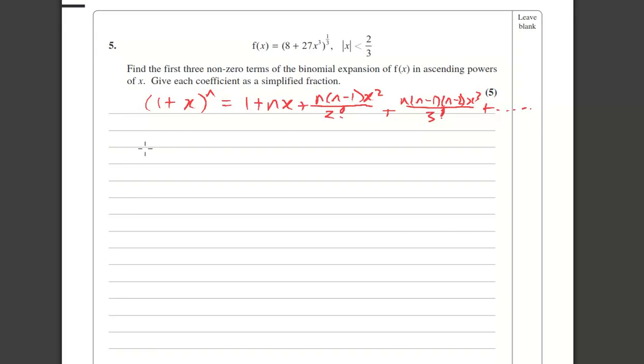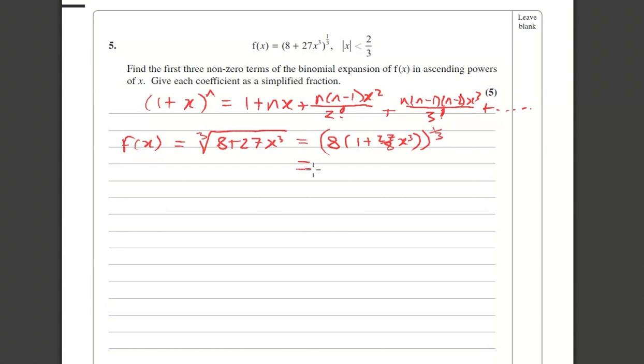But before we start, we absolutely must deal with that 8. That 8 is a problem. Okay, so how are we going to deal with that? Well, we're looking at the cube root of 8 plus 27x cubed. It might be wise, maybe you prefer to look at it in brackets, but let's take the 8 out first and make it 1 plus 27 over 8 x cubed, and then both of these things have to be put to the power of a third.